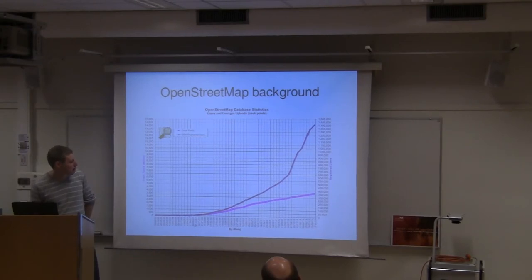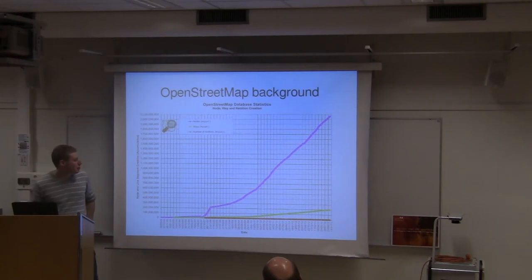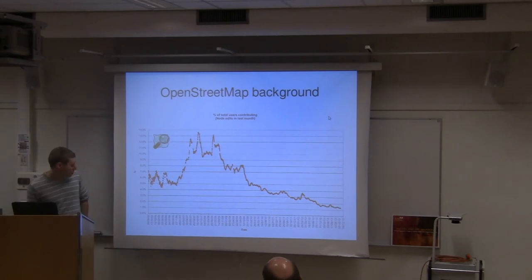This is the number of users compared to the added trace data from GPX uploads, the traces I showed before. It's not increasing as fast, but new users maybe don't add as much data as all the old early adopters. The number of nodes, ways and relations are increasing as well. I think we're a bit over 2 billion nodes now. Then the number of active users.